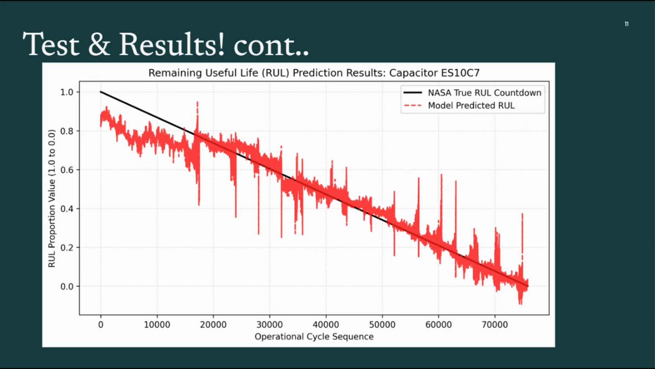The graph compares the real remaining life with the model's prediction. The prediction is somewhat noisy, but it follows the overall downward trend from a healthy capacitor to failure. For example, at one point, the model predicts around 46% remaining life, while the real value was around 44%. Near the end, the model predicted a value close to 0. Overall, the model showed that voltage decay can be used to estimate capacitor health.